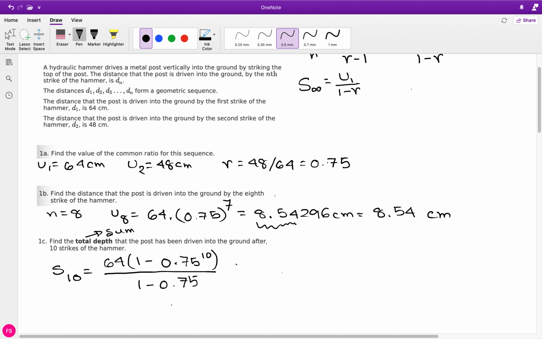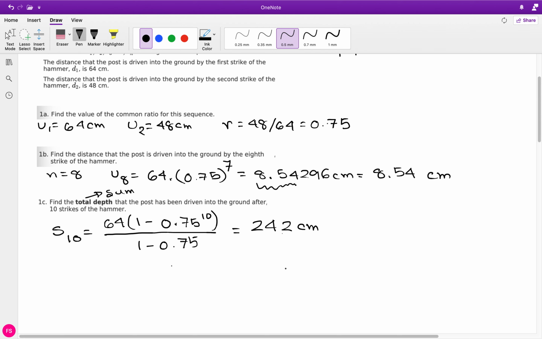I'm just going to put it in the calculator. I will get 241.58 something. I'm just going to take the first three digits. It will give me 242 centimeter. That's all for number 1. Let's move to question number 2.